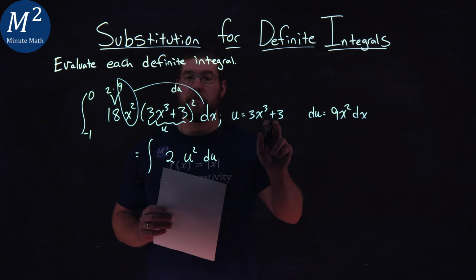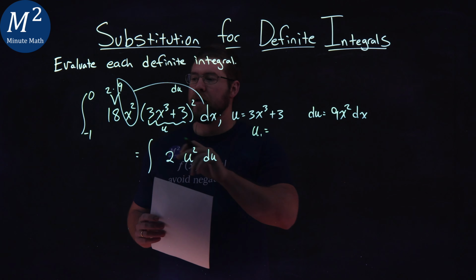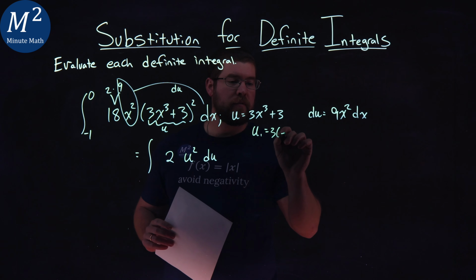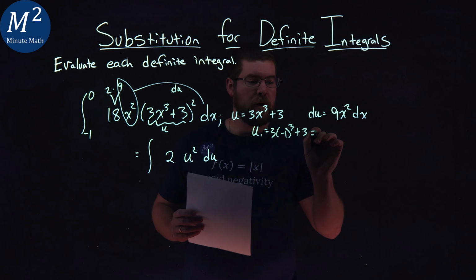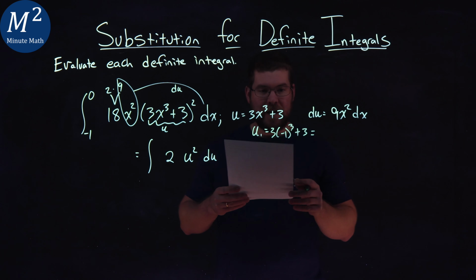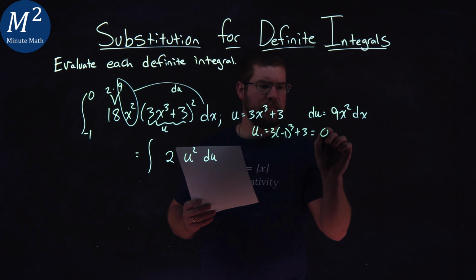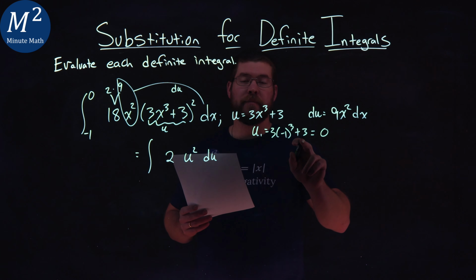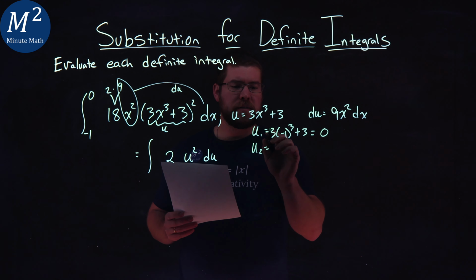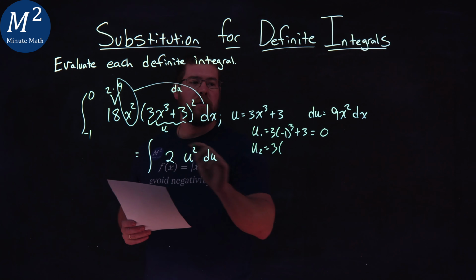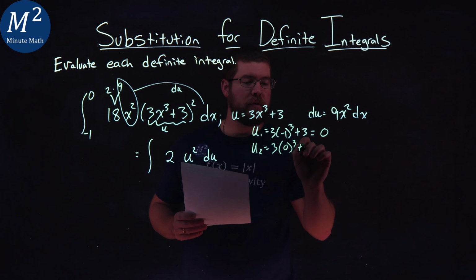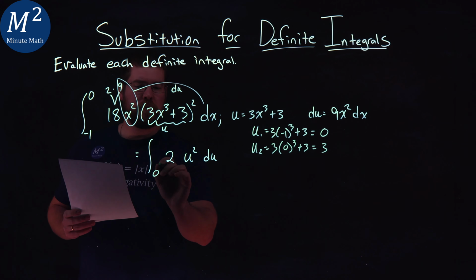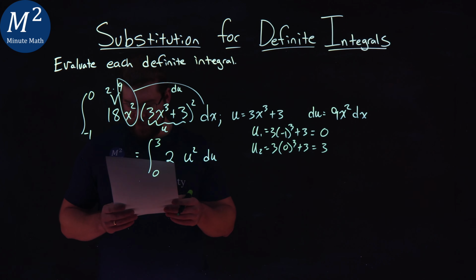So we take what we know to be u, and let's plug in our values, -1 for x, to get it in terms of u. So 3 times -1 to the third power plus 3, and that comes out to be 0, right? And -1 to the third power is -1, times 3 is -3, plus 3, 0. Same thing for the upper bound, 3 goes in. We have 0 to the third power plus 3, and that comes out to be 3. So we have our integral now from 0 to 3.